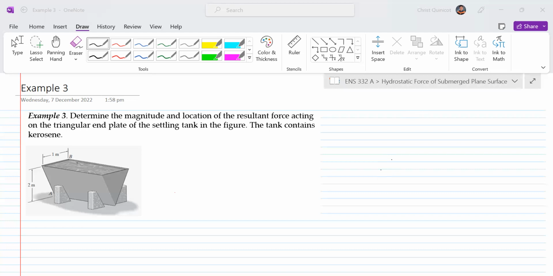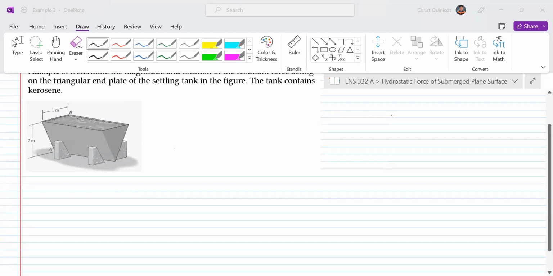So for this problem, it's kerosene. If you have a manual or some sort, the density of kerosene is 814 kilogram per cubic meter. So we write what is given. The plate is triangular.